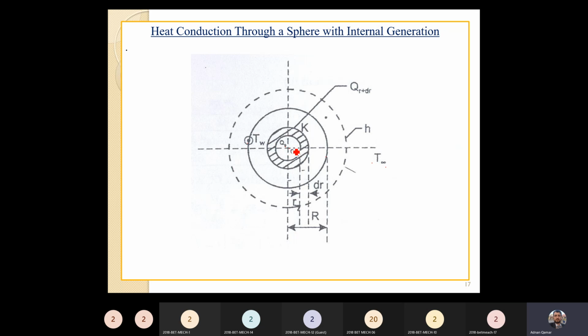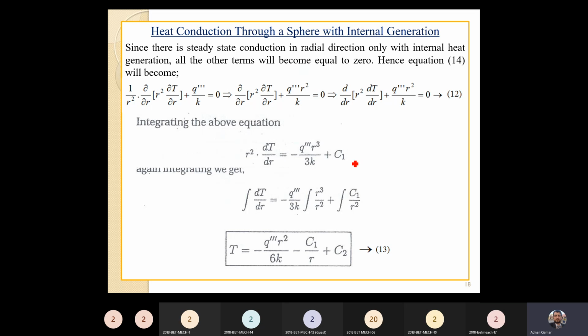So Ti, the inner temperature, is greater than Tw, so heat will flow from inside to outside. It has a uniform thermal conductivity. The thickness of this part is small r, and from here to here this is capital R, and from here to here this is dr. Sorry, from here to here is the thickness of the small elemental ring. So the heat going out of this system is Q at r plus dr, and if there are convection losses, you will mention h. You can see you have considered the same case in the case of the cylinder.